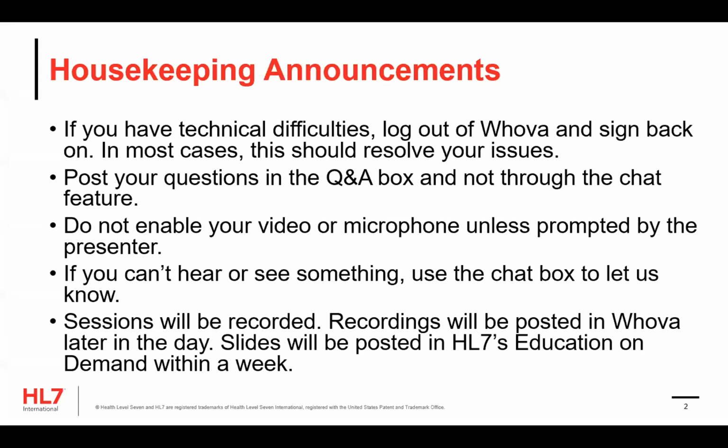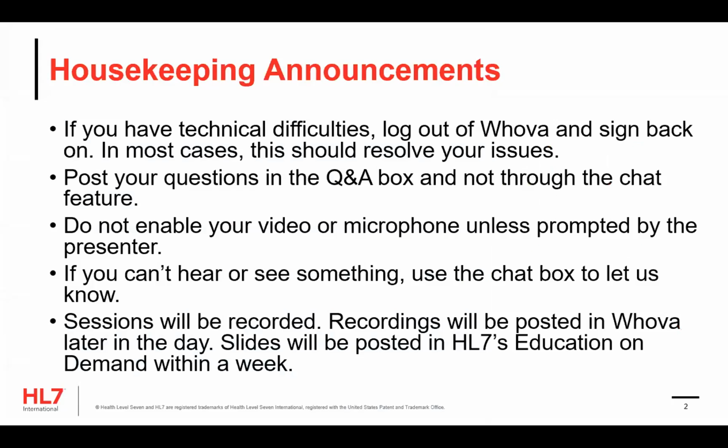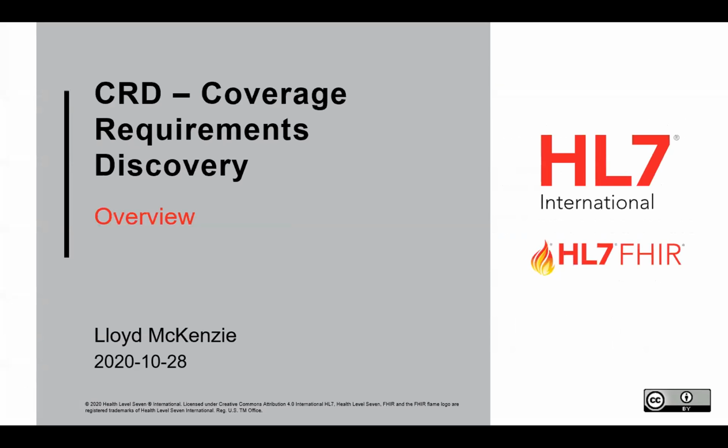So this is the session on burden reduction. We're going to give you a quick overview of three different Da Vinci implementation guides, CRD, DTR, and PAS. We love three-letter acronyms. My focus is going to be on the first of those, CRD, and I'm going to pass it on to others to talk about the other two.